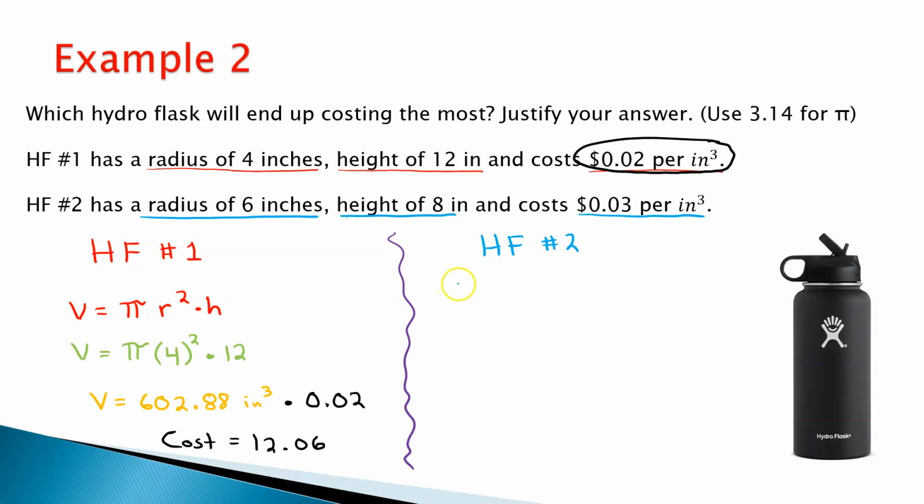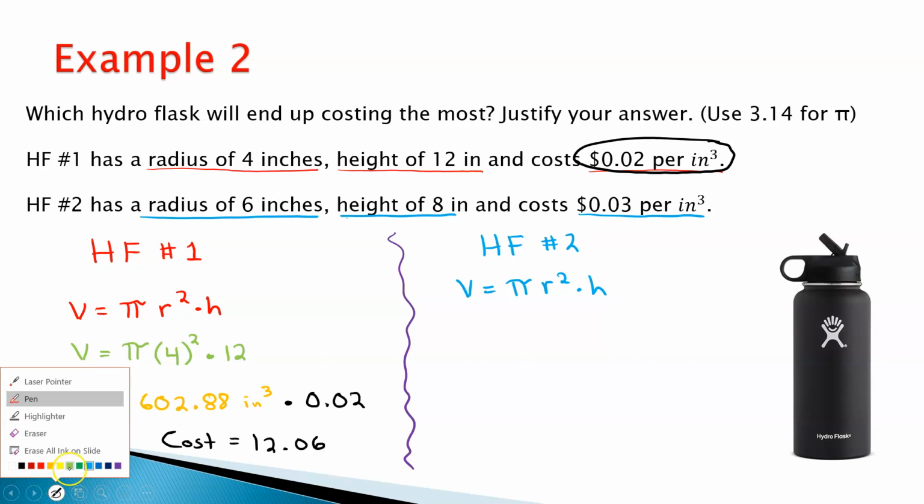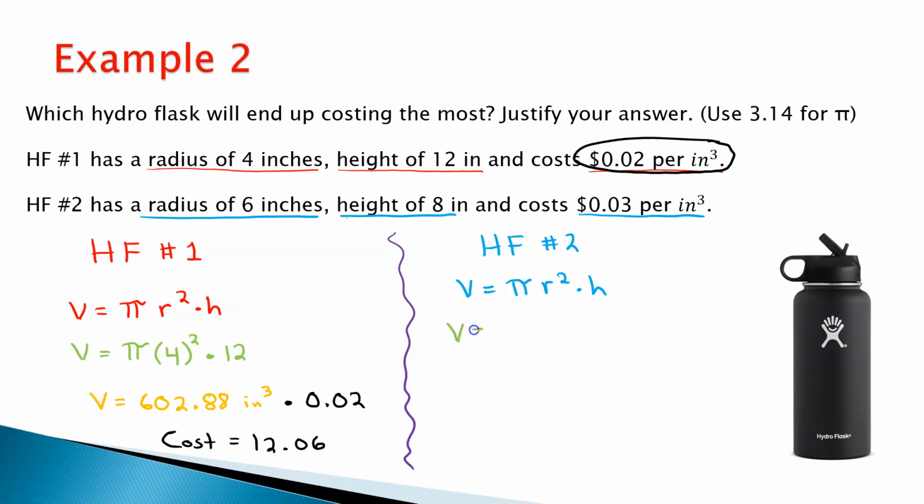One more time, since we do have a cylinder, volume is equal to pi r squared times height. Make sure that you have the correct formula for volume. In this case, it's a cylinder. I'm going to plug in everything that I know. Volume is equal to pi. What is my radius? My radius up above said 6 inches. So 6 to the second power times what's my height? Up above it says 8.